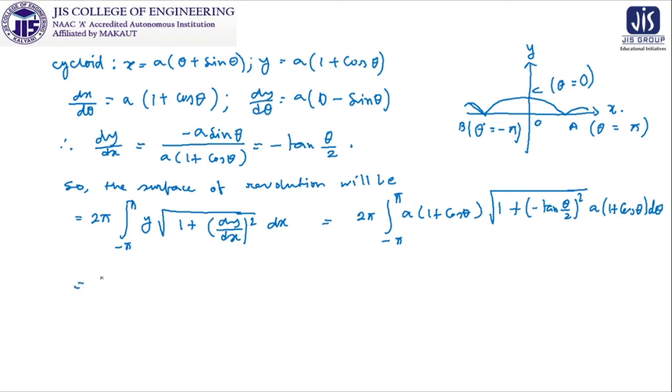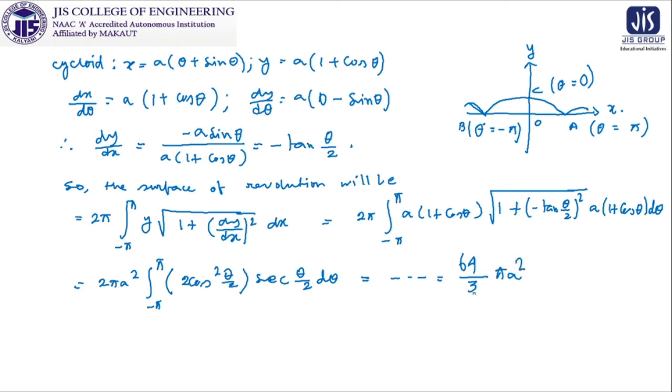After solving this we can get it as, you can do it step by step. We are also doing this, but some step jumps may be there. Please do the calculation on your own so that your confidence will be built up. So it will be sec theta by 2 d theta, and after simplification we get 64 by 3 pi a square. So this is the answer to this particular problem.